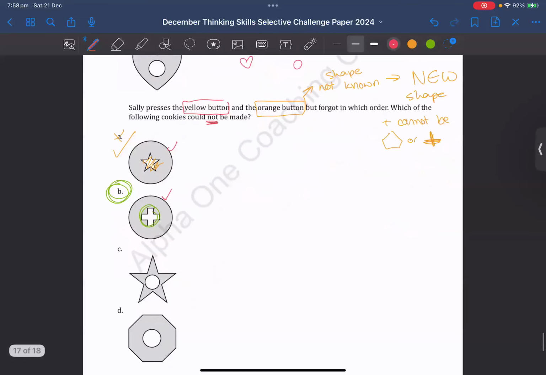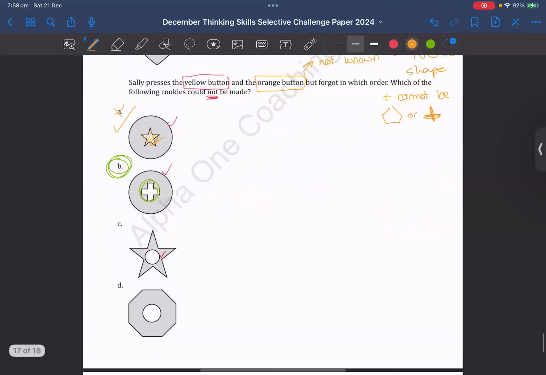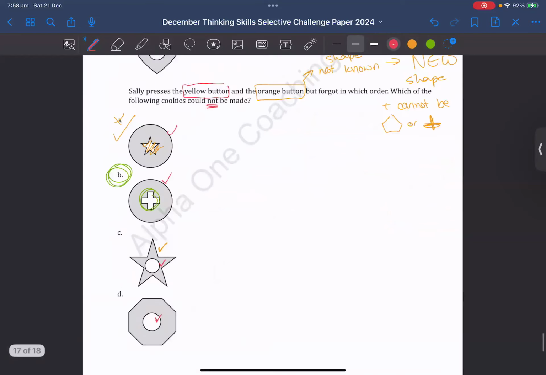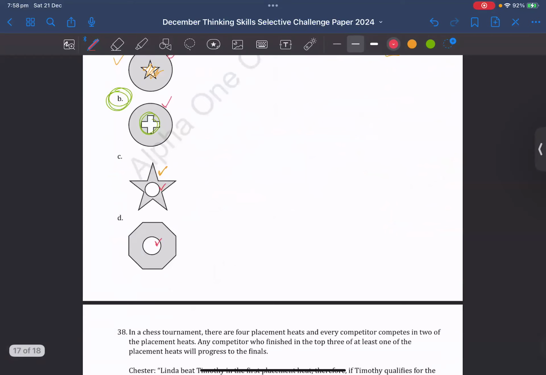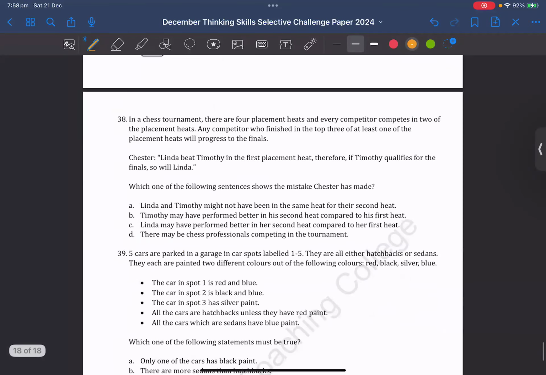I'm going to go through why C and D do make sense. So once again, that circle is there. It could be that yellow button, and that circle could be that orange button we've never seen before. And as for D, once again, the circle could be that orange button, and then the pentagon, the octagon could be that yellow button there. Alrighty. Please let me know if that doesn't make sense.